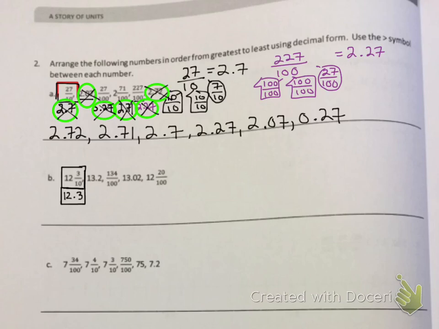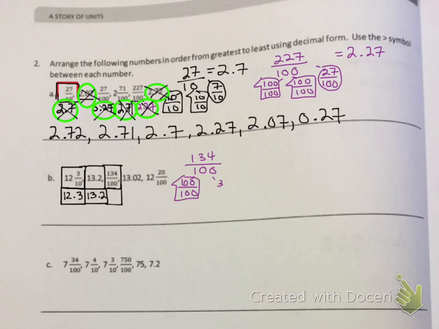Perfect. And then next, I don't need to change this, so this is good as is. So 13 and 2/10, perfect. Okay. I need to change this, 134 hundredths, so I'm going to have to do some work on the side here. And this is a fraction greater than 1, so we can take out 100 hundredths.